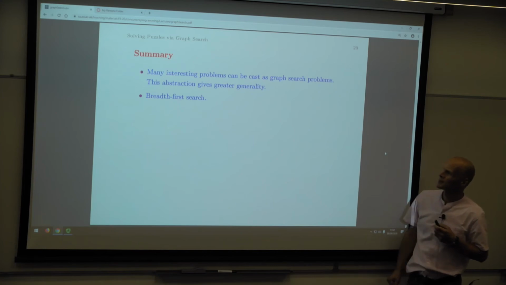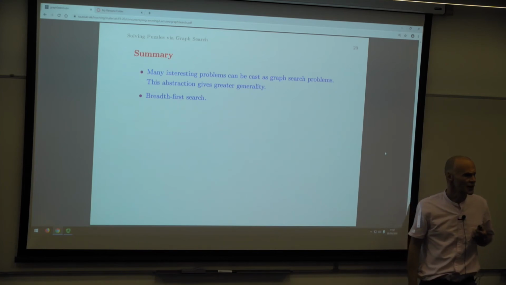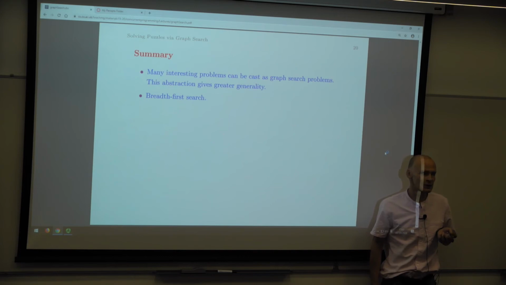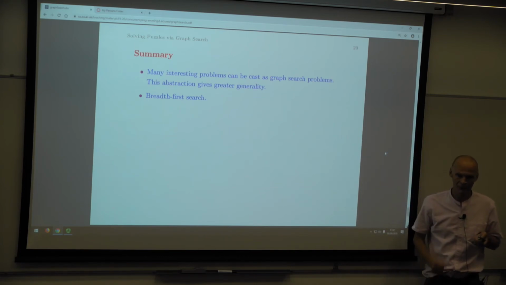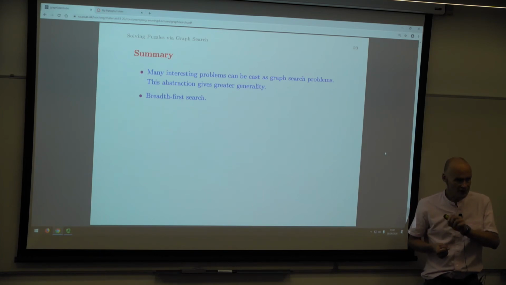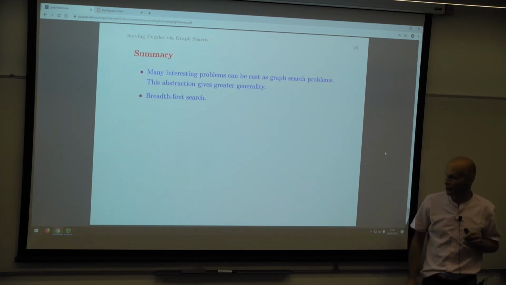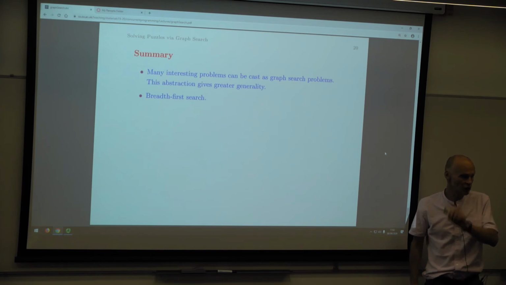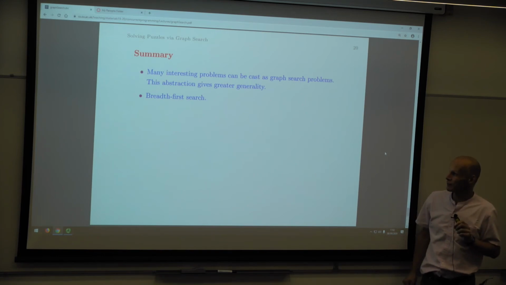Okay, so here's a summary. Many interesting problems can be cast as graph search problems. It's often useful to have this mathematical abstraction down to a more mathematical object like a graph. They're often easier to think about and program around, but also this abstraction gives greater generality. Rather than having to write a separate program for each of these different puzzles and for the verification problem, we can basically concentrate on writing the graph search algorithm and then employ that graph search algorithm to solve each of these different problems.